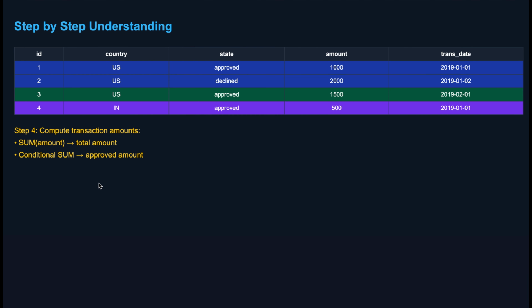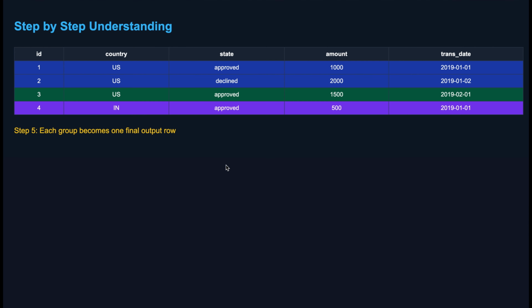Now we compute the transaction amounts. We take the sum of amount, which gives us the total transaction amount. And for approved transactions, we again use a conditional sum. We only add the amount when the state is approved, otherwise we add 0. Finally, each group becomes one row in the output. So now we have all the required metrics computed per month and per country.